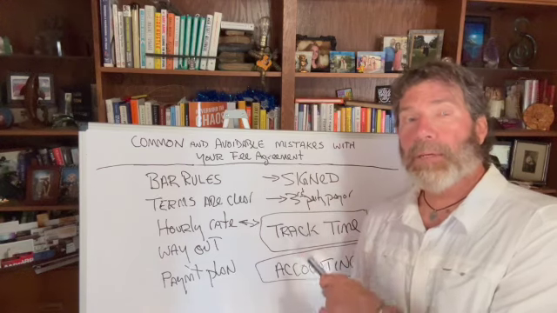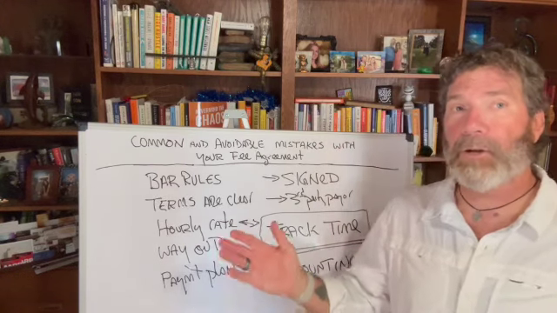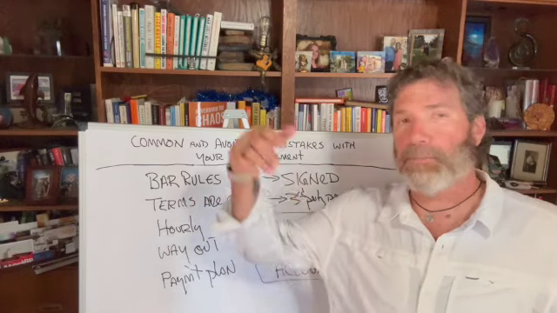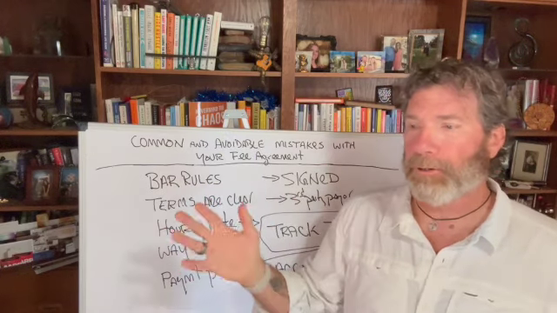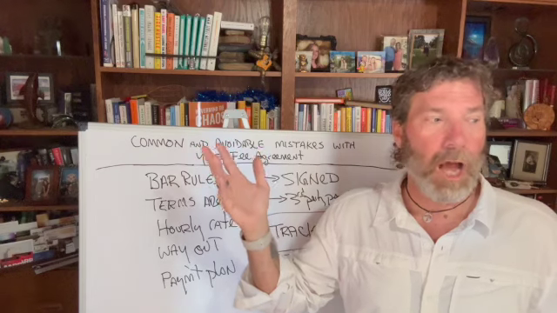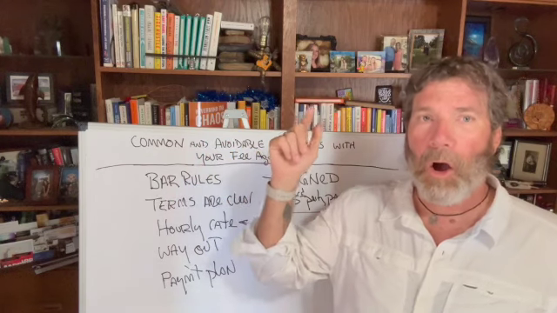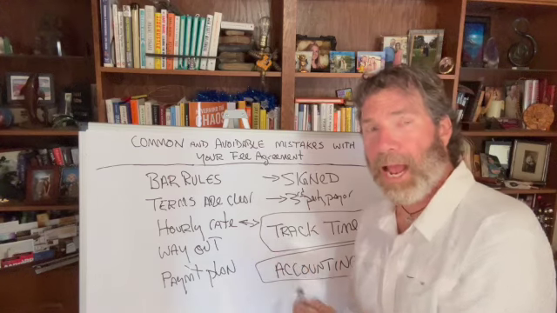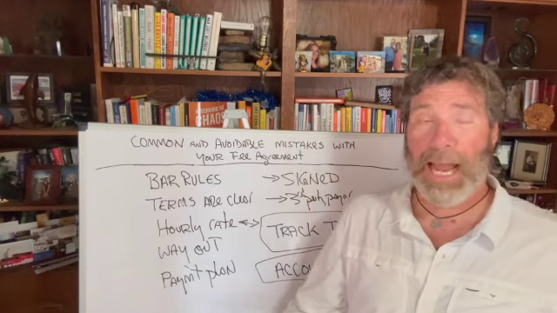Track your time and be prepared to have a full accounting. If you use good software, like Clio or Practice Panther, there's a ton of these out there, right? All you'd have to do is click a button, and you would have the time, and you would have a full accounting of what's going on.